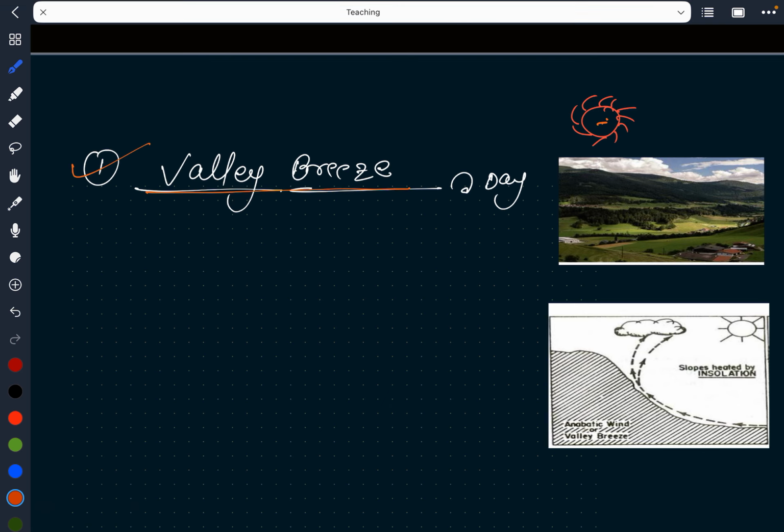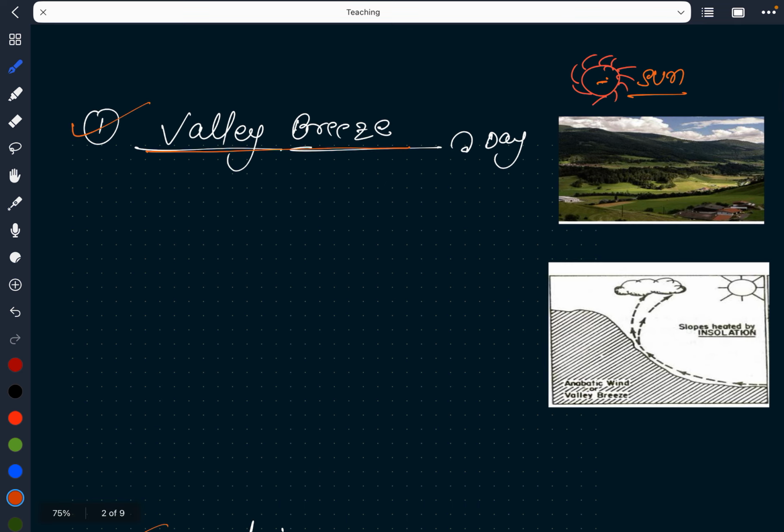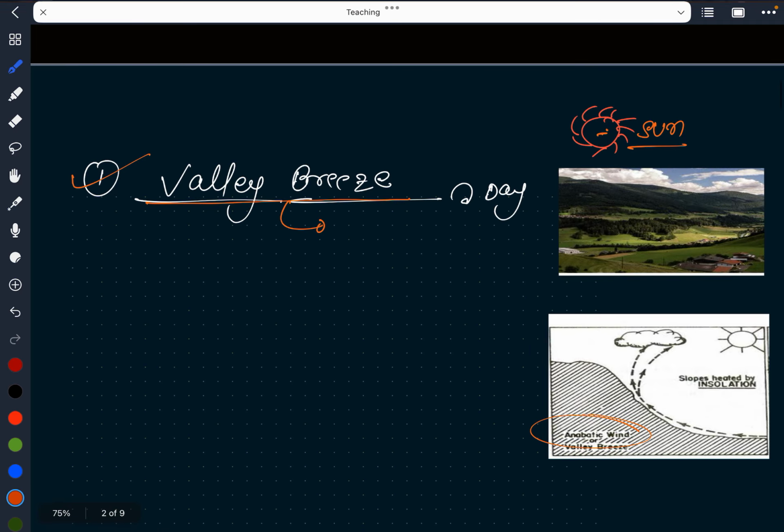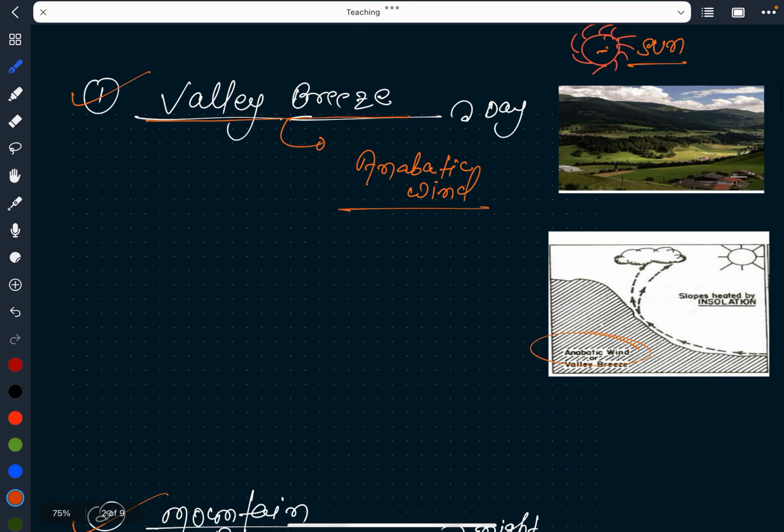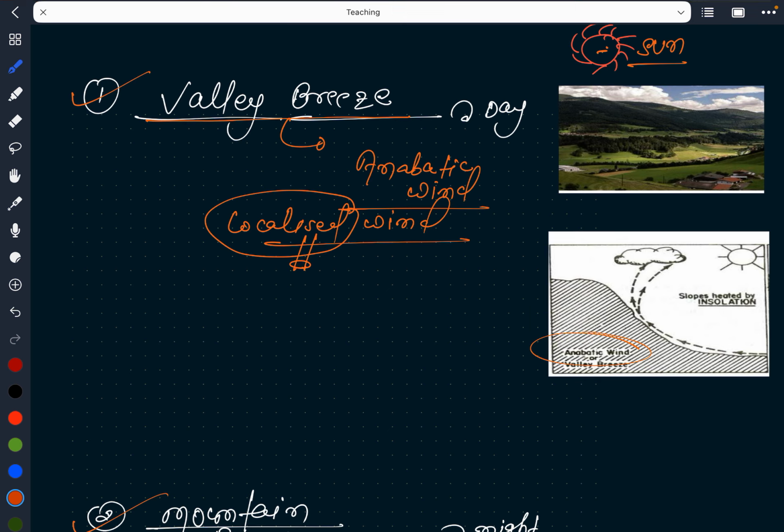This is our sun. We will discuss all those regions which are responsible for the generation of these types of winds. I have written this one. This wind is also known as anabatic wind. So what they actually are, they are simply a localized wind. Localized meaning what? It is situated or concentrated in a particular region.